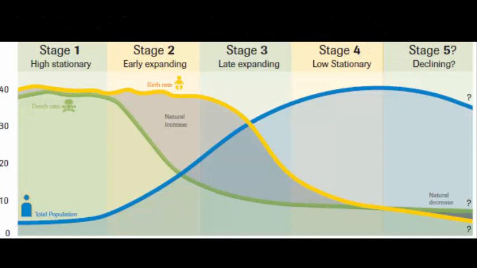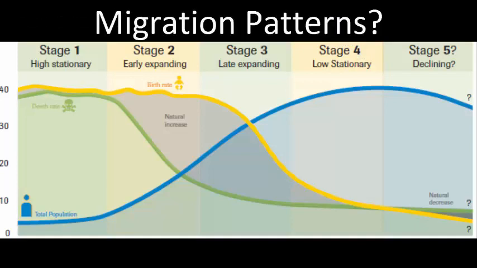One factor that is not considered in the demographic transition model is migration patterns. For this reason, a country which might otherwise be in the theoretical stage 5 still appears to be in stage 4.